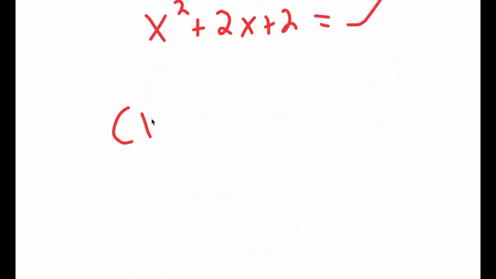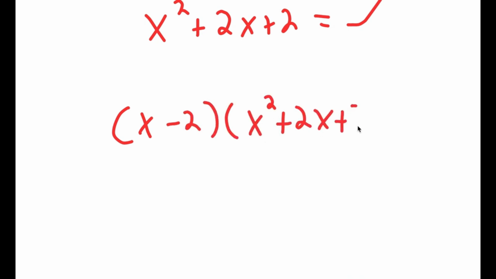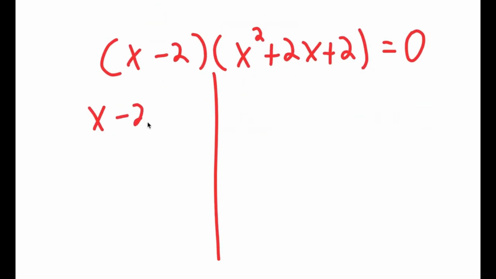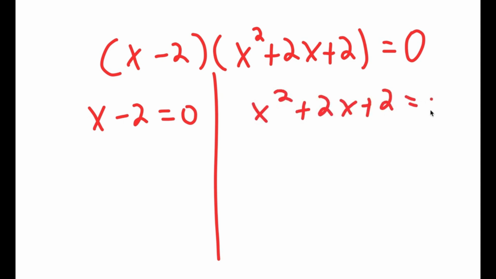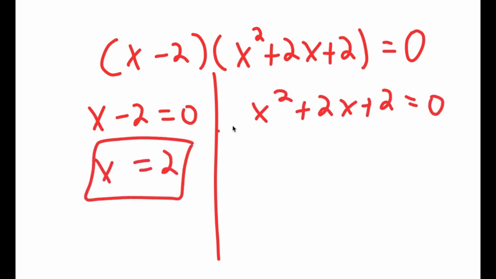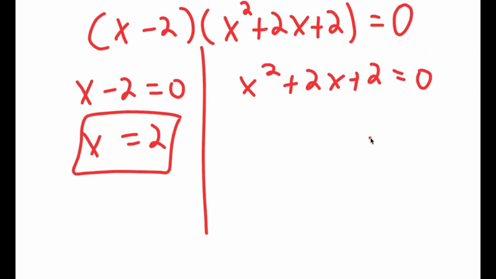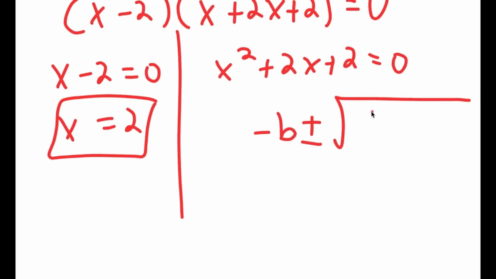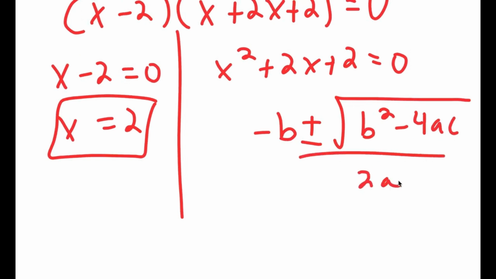And this also means that x minus 2 times x squared plus 2x plus 2 is equal to 0. So for this equation, I get x minus 2 is equal to 0, and x squared plus 2x plus 2 is equal to 0. For x minus 2 equals 0, x is obviously equal to 2, and we already got this solution before, so this is no surprise. Now for x squared plus 2x plus 2 equals 0, to solve this, we have to use the quadratic formula, which is negative b plus or minus the square root of b squared minus 4ac all over 2a.